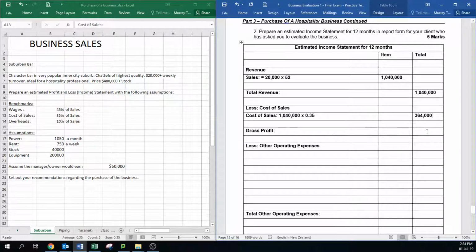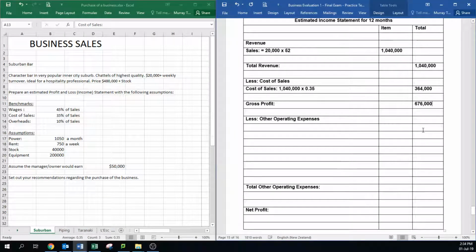That's the cost of restocking all the beer and food, things like that are served. Right, which gives us gross profit. Now, revenue less cost of sales is gross profit. So it's this number minus this number is our gross profit figure. So in this case, it's 676,000.